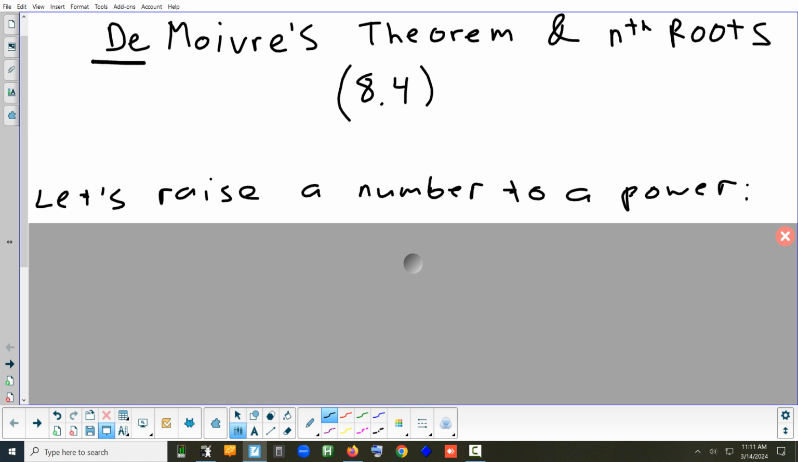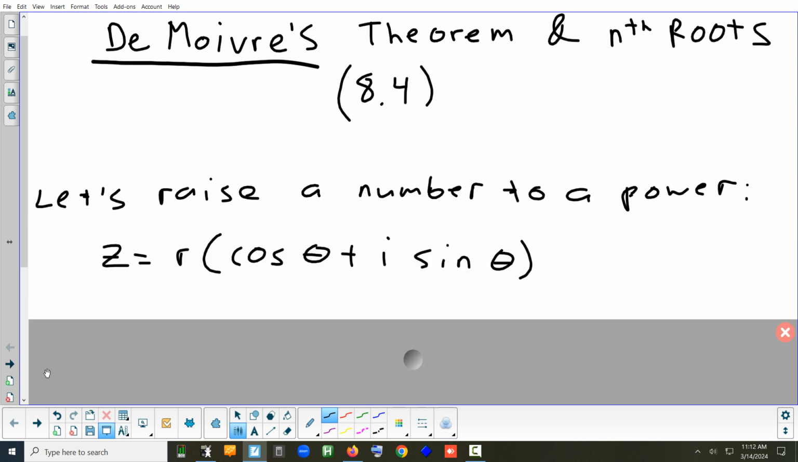So there's got to be a much better way to raise something to a power, and that's called de Moivre's theorem. Okay, so we're going to look at a couple examples. We're not really going to prove the theorem, but we're going to do something that would suggest what the theorem would be, and I'm hoping when you see a pattern, you'll know what to do.